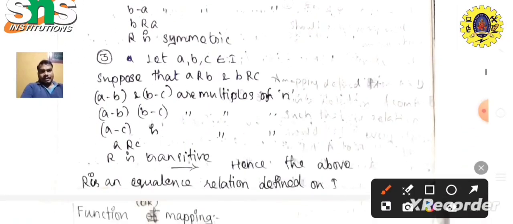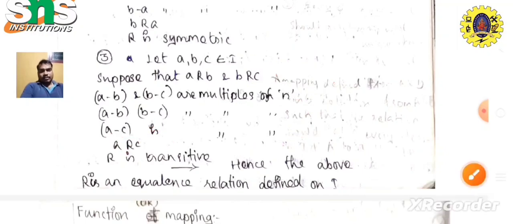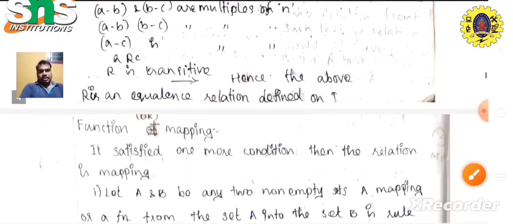We have to prove next. We have to prove A, B, C belong to the set of integers I. Suppose that A is related to B and B is related to C. I have to prove A is related to C. So A minus B and B minus C are multiples of n. So A minus C is a multiple of n. So A is related to C. Therefore R is transitive. Hence the above relation R is an equivalence relation.